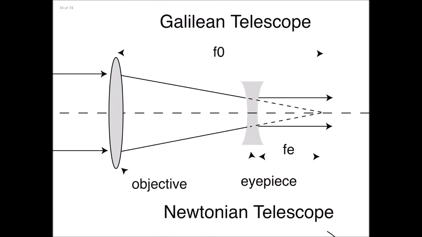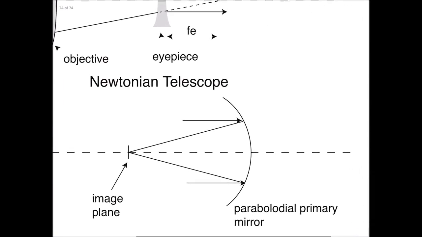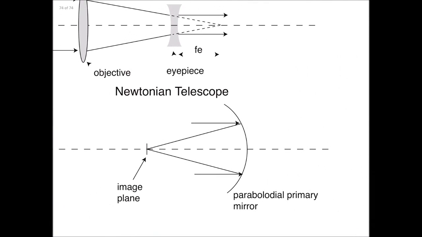And lastly, the Newtonian telescope is actually something we have already discussed. It's like the satellite dish or the radio antenna. It uses a paraboloid mirror to bring parallel rays to a focus at an image plane.